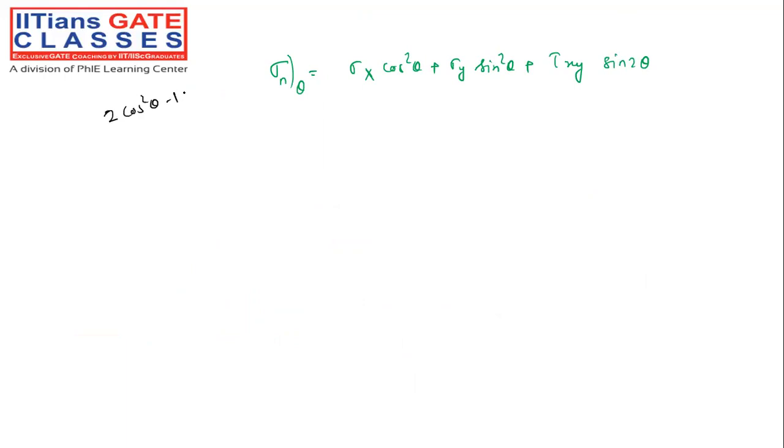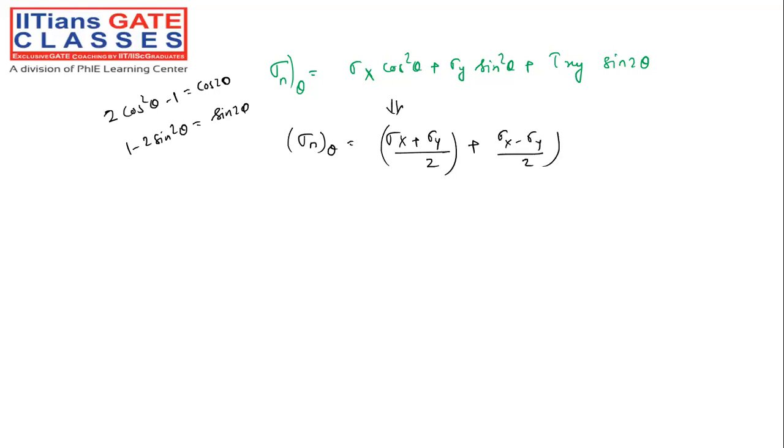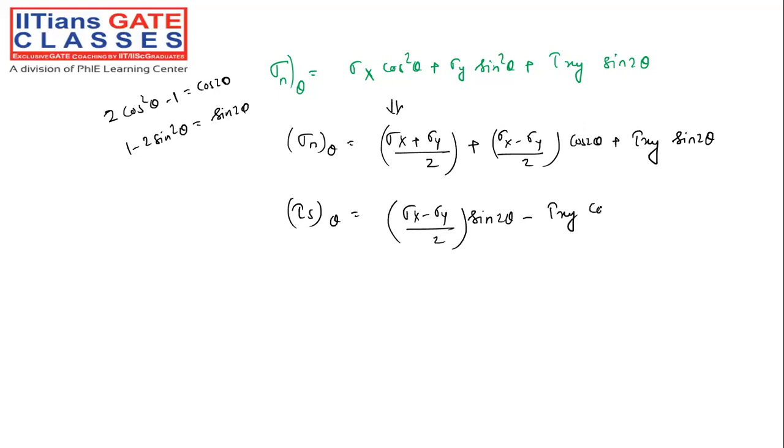When you use the trigonometric identities, 2 cos square theta minus 1 is cos 2 theta, and 1 minus 2 sin square theta is cos 2 theta, and 2 sin theta cos theta is sin 2 theta. By using that, we can further simplify this equation to our very basic equation: sigma theta equals sigma x plus sigma y by 2 plus sigma x minus sigma y by 2 cos 2 theta plus tau xy into sine 2 theta. Similarly, tau theta we can write as sigma x minus sigma y by 2 sine 2 theta minus tau xy into cos 2 theta. So these are the two important formulas that we must be able to remember for understanding.